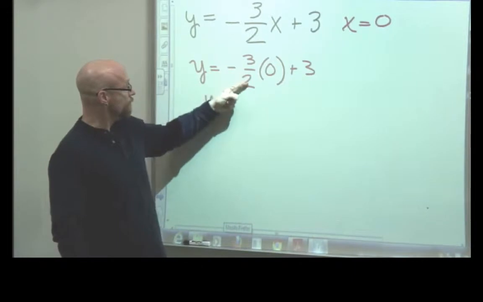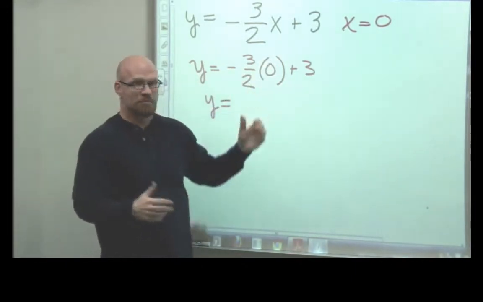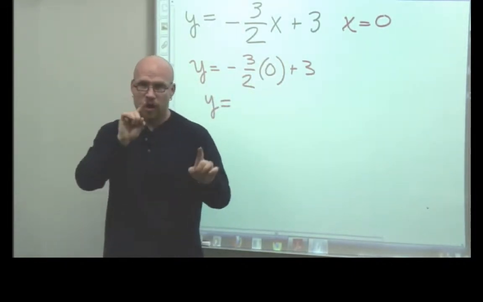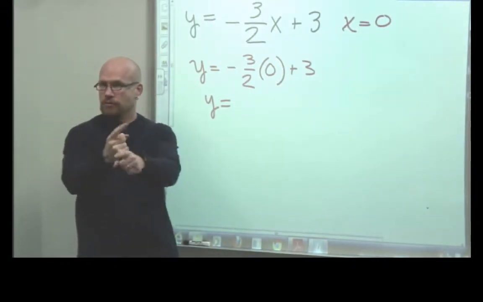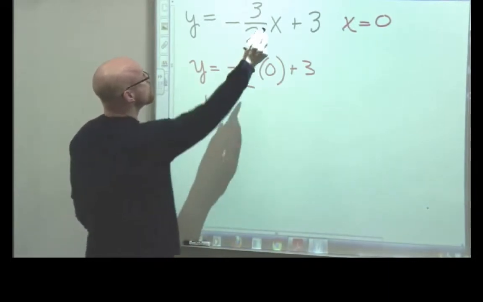Let me make sure you see what's going on here. I have negative 3 halves times 0. Now we know anything times 0 is 0. So we should be thrilled right now. This makes it easier, doesn't it?